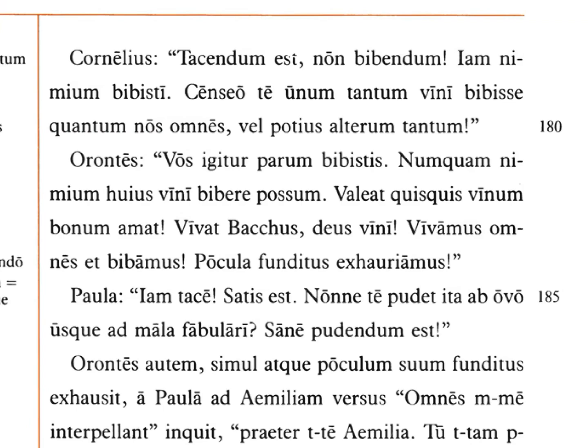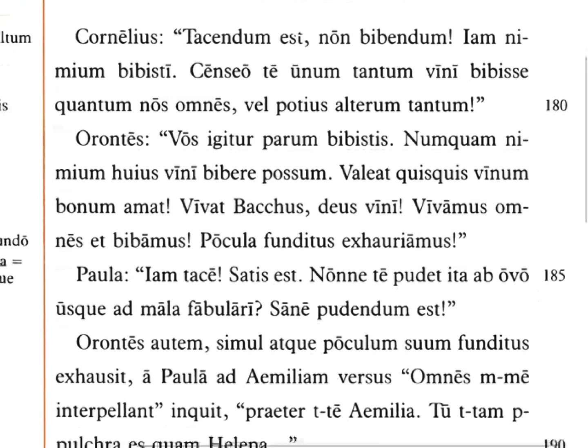If you translate that literally, it's a little bit hard. So basically what he wants to say is something like, you should shut up, not drink. In other words, you're drinking too much and talking too much. All right. Iam nimium bibisti. Now you have drunk too much, or you have already drunk too much. Censeo te unum tantum vini bibisse quantum nos omnes. I think that you alone have drunk as much wine as all of us, nos omnes. Vel potius alterum tantum, or rather, again as much, in other words, twice as much.